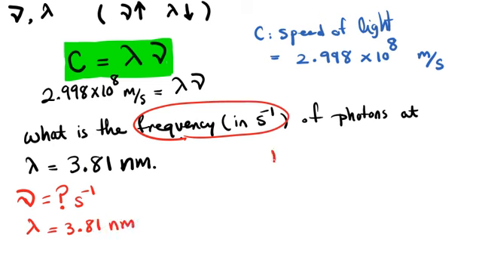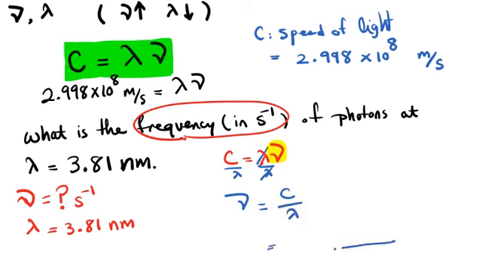So I'm going to write the equation. In the equation, c is lambda nu, and we are going to calculate only for frequency. So I need to divide both sides by lambda. Lambda and lambda cancel out. So nu is c over lambda. I'm going to write it here.